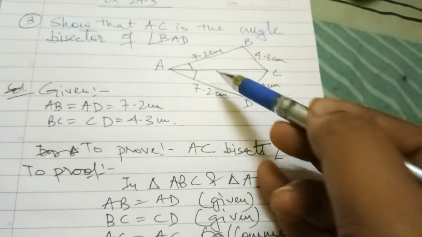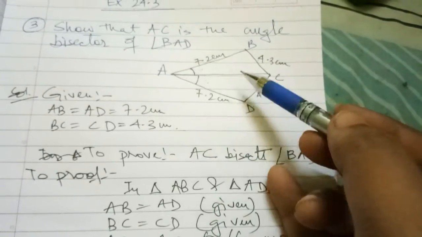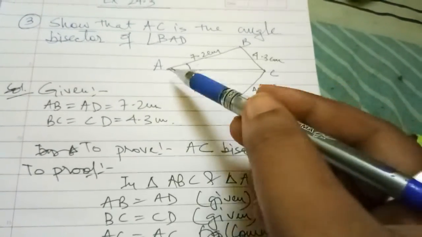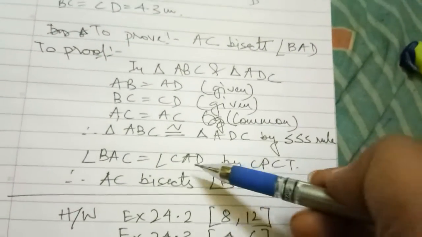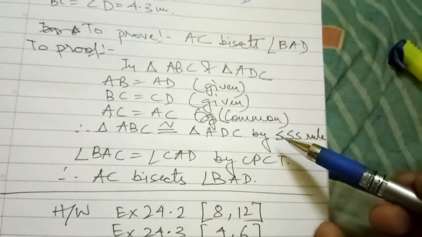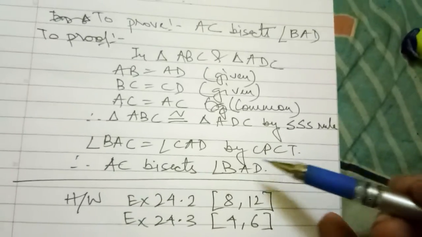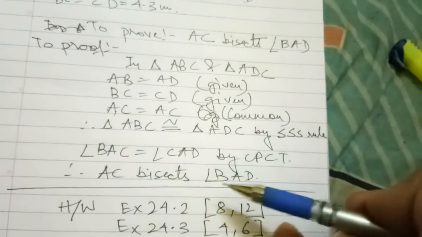But here they have asked whether this is the bisector or not. Yes, I write down, this angle BAC and angle CAD are equal. See, both the angles are written over here as equal by CPCT. Only after the congruence do we write CPCT. Now therefore AC bisects angle BAD.